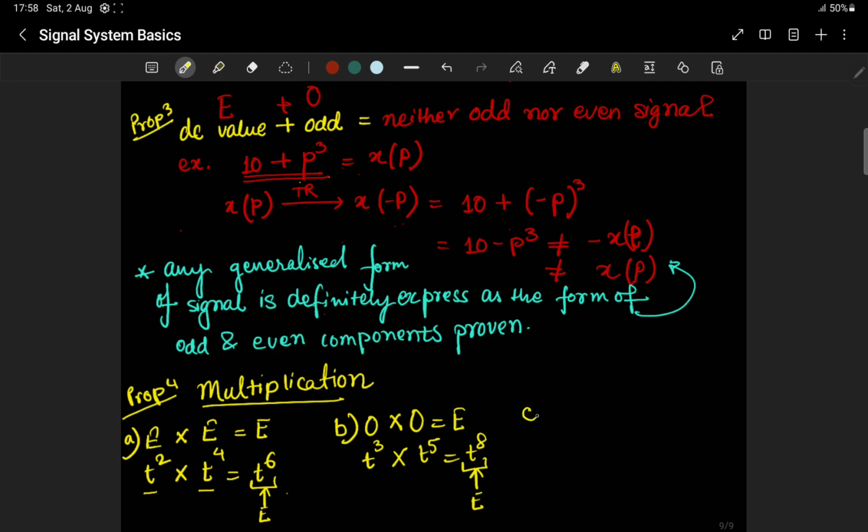And the third one, see, when we take one odd signal and another even signal, what do we get? I think now you have already cracked the thing. t cube, and I am taking the even signal t square. This is our t to the power 5, right? And this t to the power 5 is our odd. Okay, here this is odd. So this was easy squeezy.